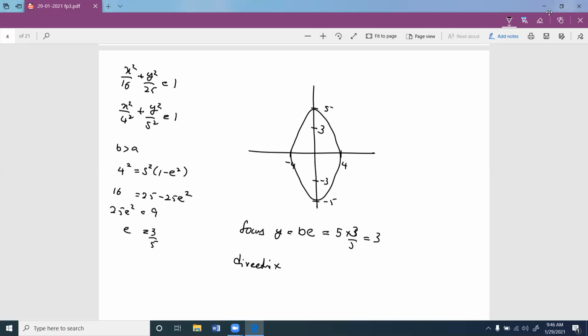Then directrix should be y equals b over e. b is 5, e is 3 over 5. That is 25 over 3. Then we can mark the directrix this way: y equals 25 over 3, and over here you have to be very careful, it is y equals minus 25 over 3. These are the directrices we have to draw in this kind of diagram. So those are the situations we should know in this kind of question.